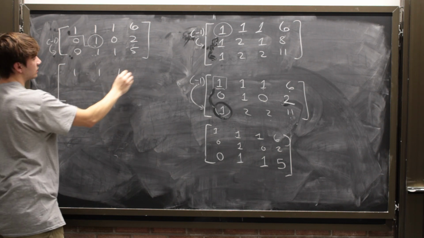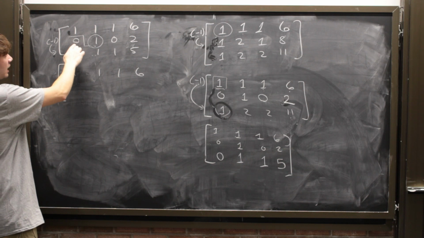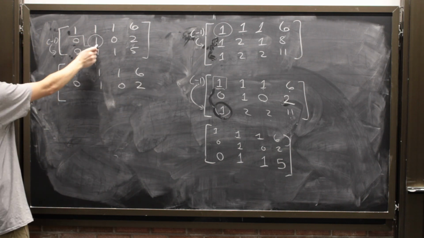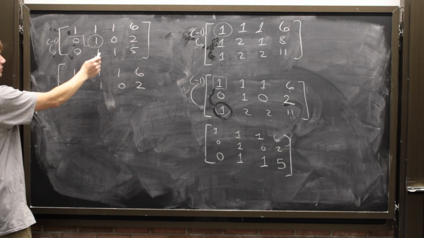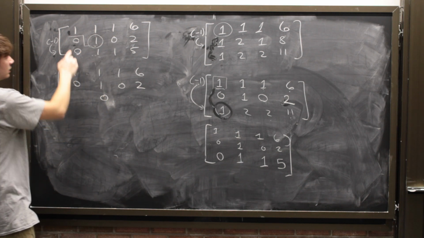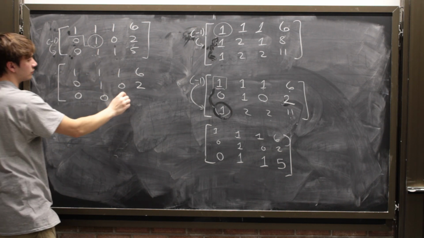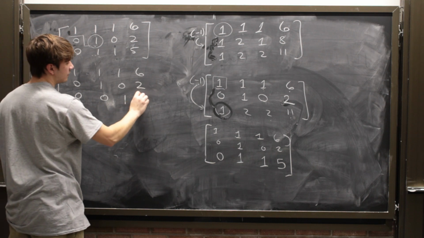So I have 1, 1, 1, 6. Then here this row stays the same. And then -1 times 1 is -1, added into the 1 is 0 here. These zeros aren't going to be affected. Negative 1 times 0 is 0, added into the 1 is 1. And then 5 here.